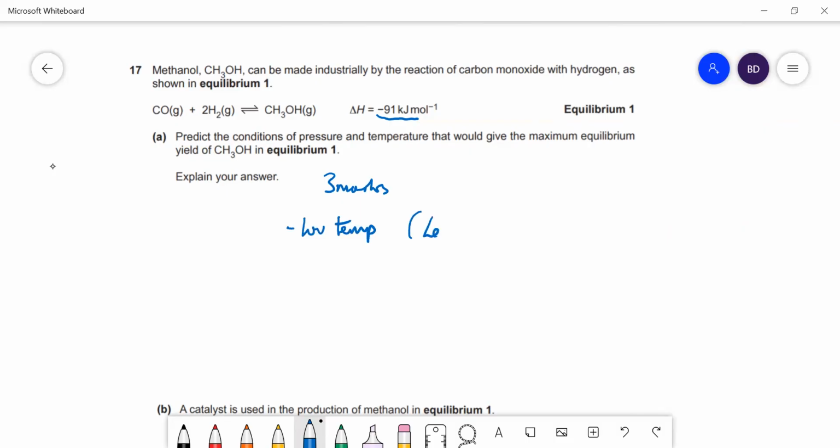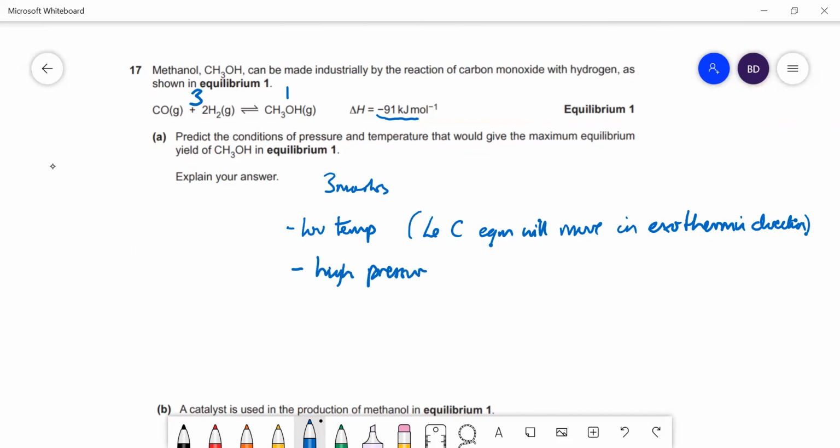Le Chatelier tells us that the equilibrium will move in the exothermic direction, which is right. And what kind of pressure should we use? Well, we've got 3 moles of gas on the left-hand side and only 1 on the right. So we should use a high pressure, because that will move the equilibrium to the side with the fewest gas moles.